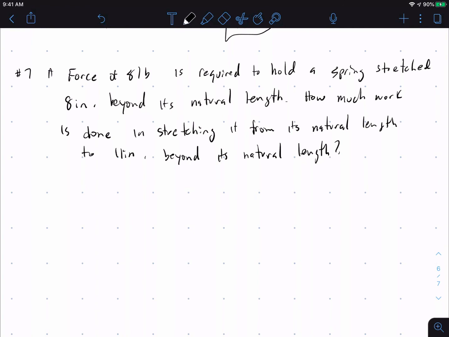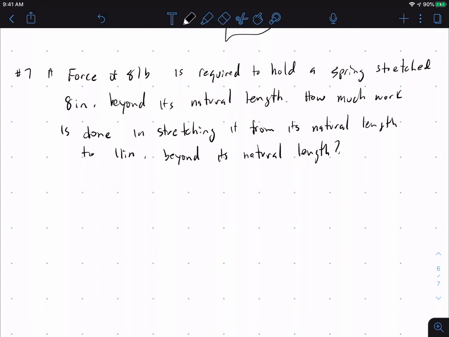Are you guys okay with this problem? Yeah. All right. I got 16. Okay. 16. I got 5.